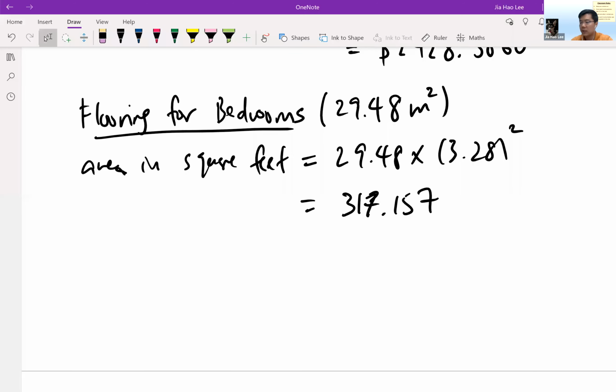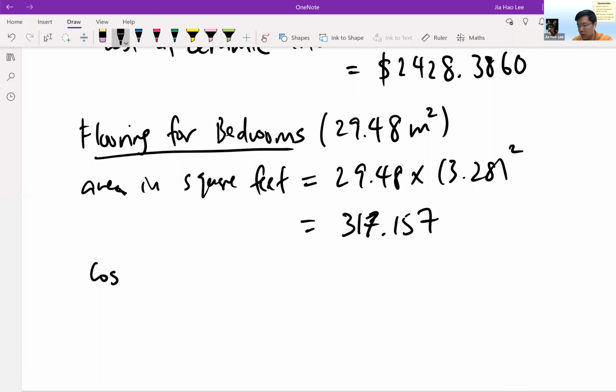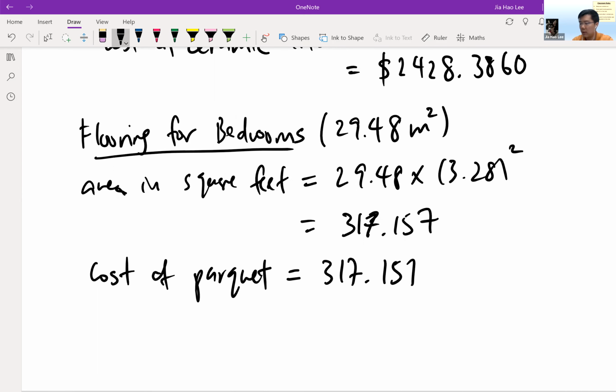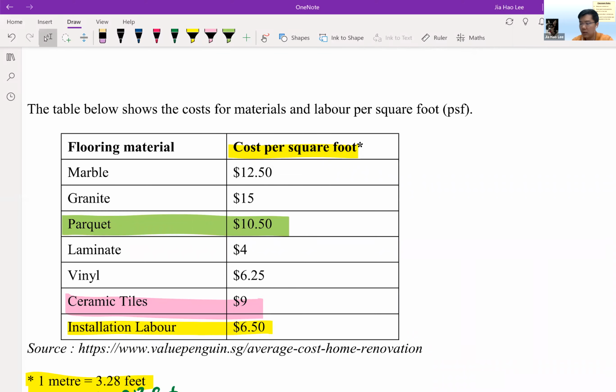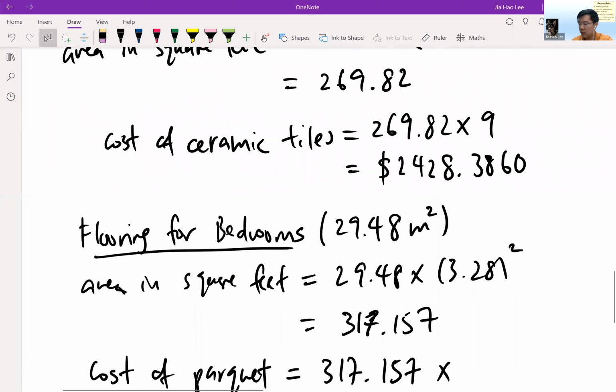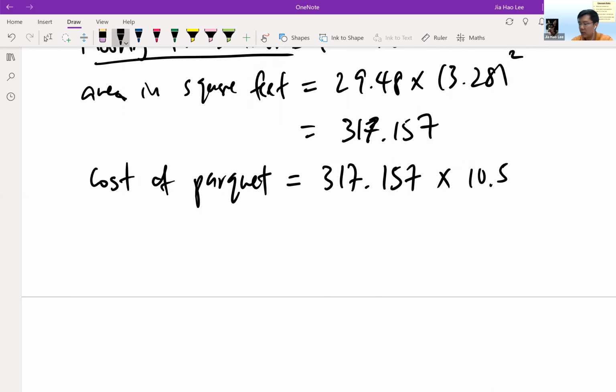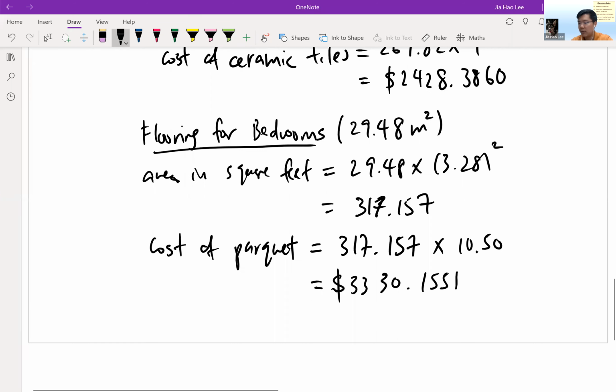Okay, and then of course the next one is to calculate the cost. So cost of the parquet, that would be 317.157. I'm going to multiply by the per square foot cost of it. I highlighted this in green, $10.50. So multiply by $10.50, and we get 3330.1551. Again, writing a few more decimals because later I need to round off. That is $3,000+ for the bedrooms.